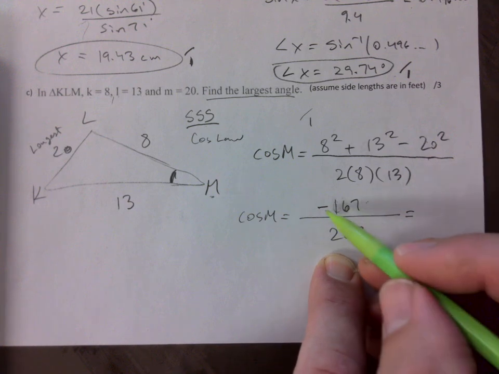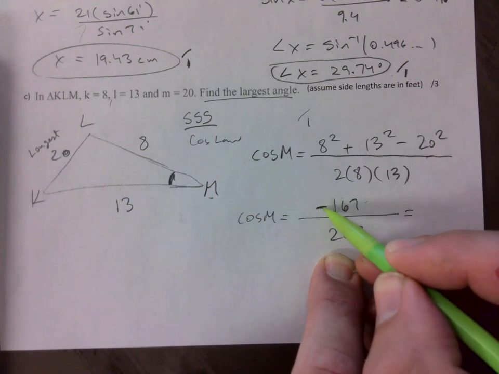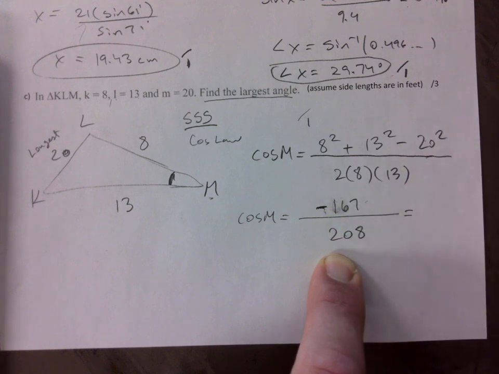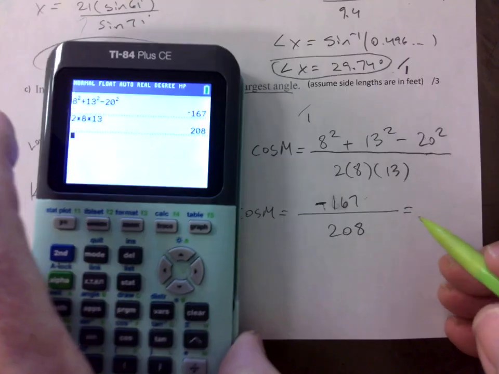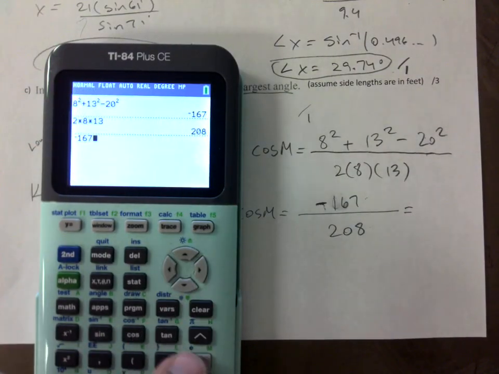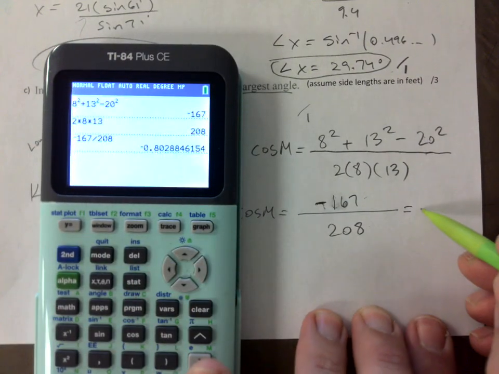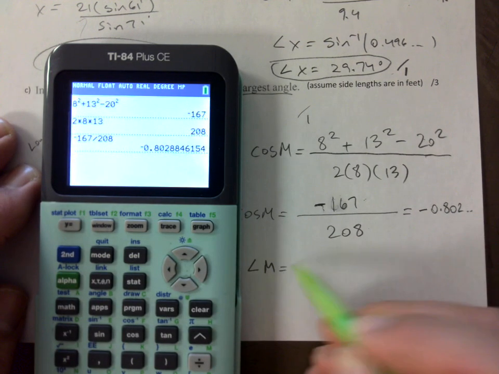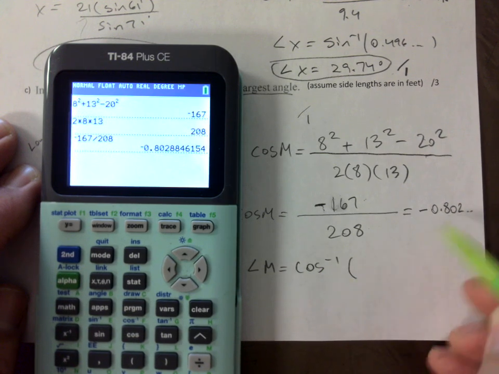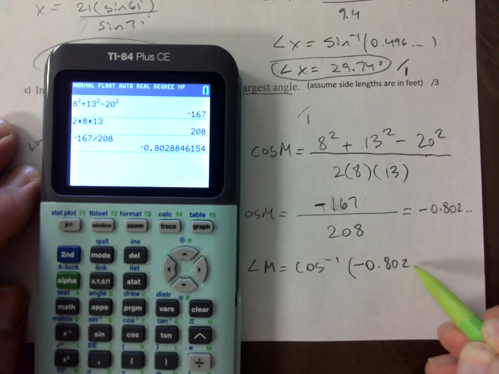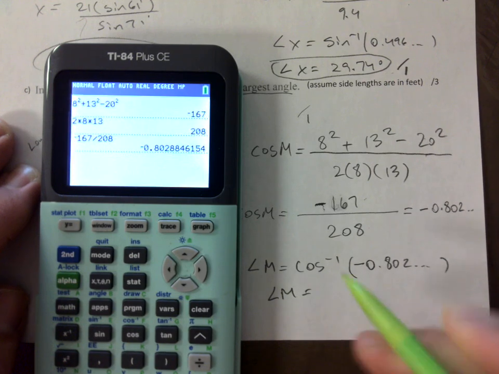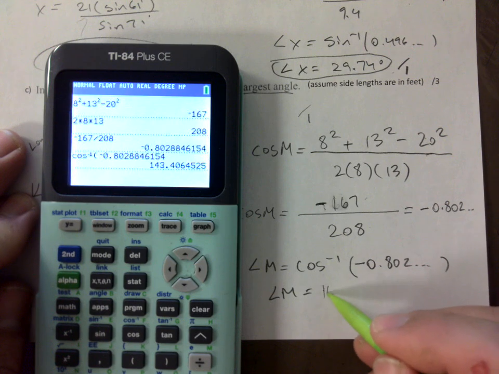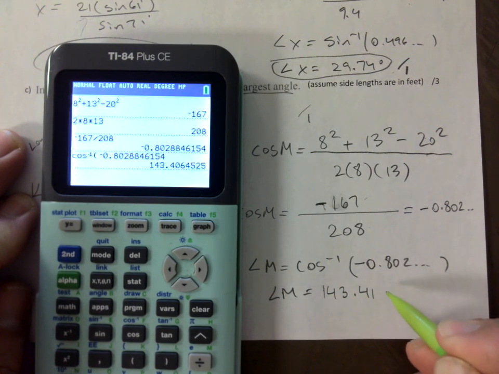Okay. By the way, if you have a negative up here, we know our final angle is gonna be obtuse or greater than 90. We know that already without even finishing this. So I divide these two, right? Whichever way you're doing that, that's negative 0.802 something, and then angle M is cosine inverse of this. Don't forget about the negative. It's very important. So you go second cosine, copy, paste, enter, 143.41 degrees.